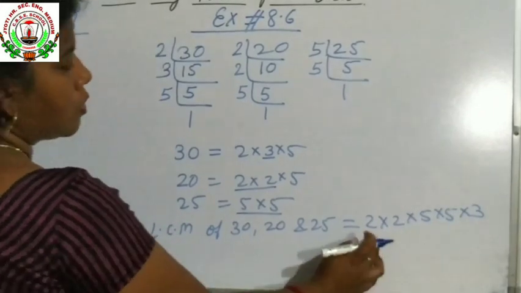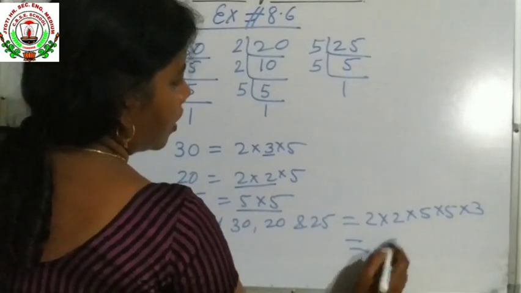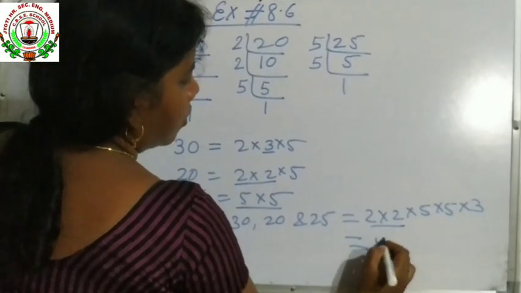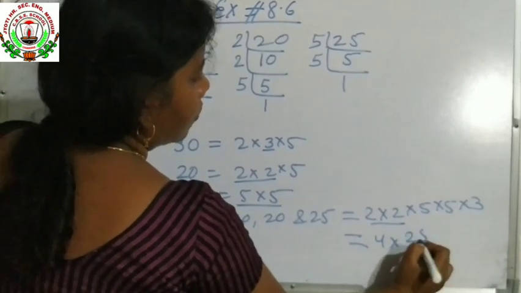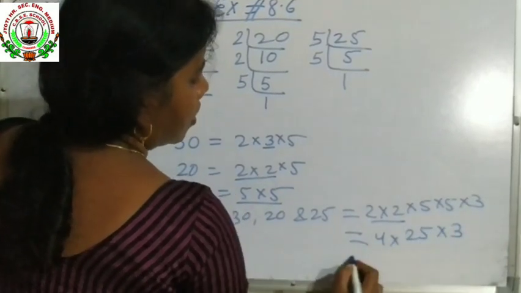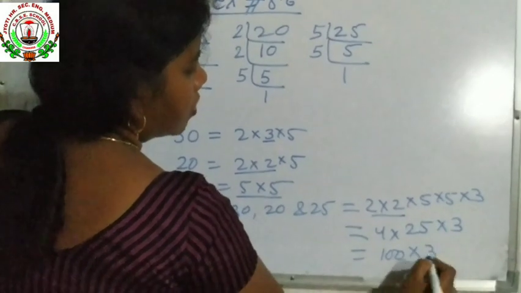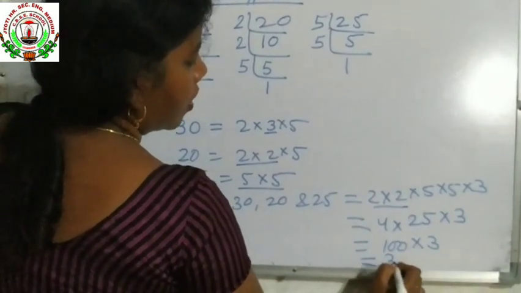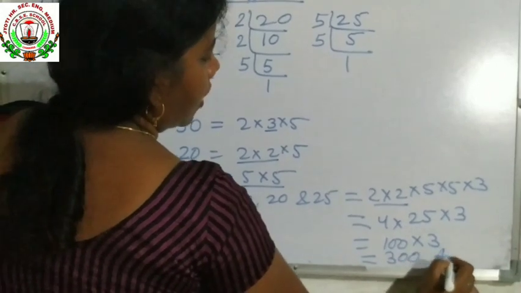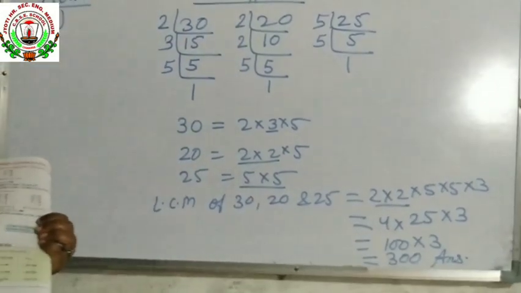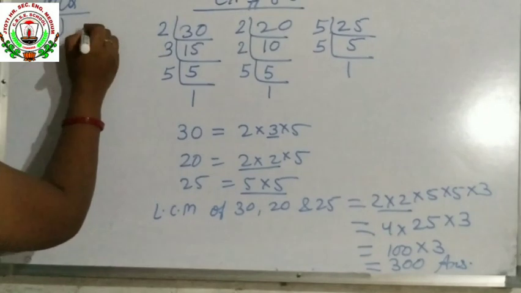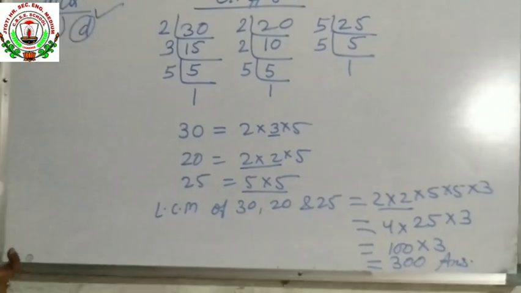Now multiply it. 2 2 ja 4, 4 5 ja 2 2 ja 4. Then 5 5 ja 25, then this 3. 4 into 25 is 100 into 3 is left. We will write here 3 into 100 is 300. So your answer is 300, which is your option number D. So you will put tick mark in D.